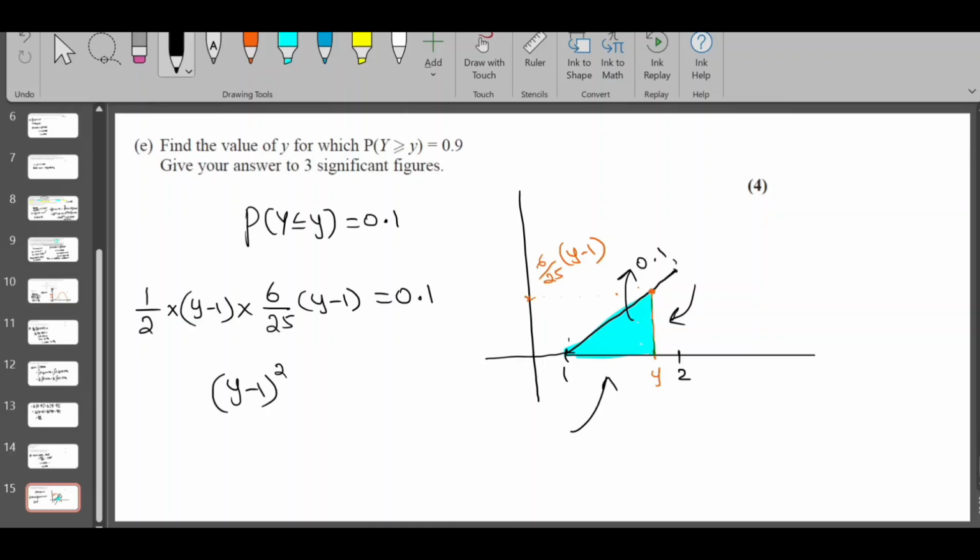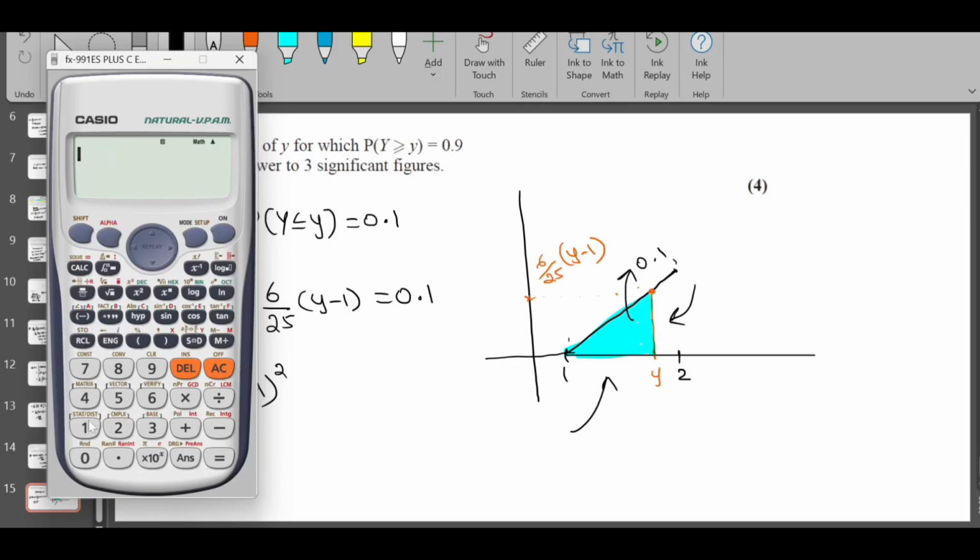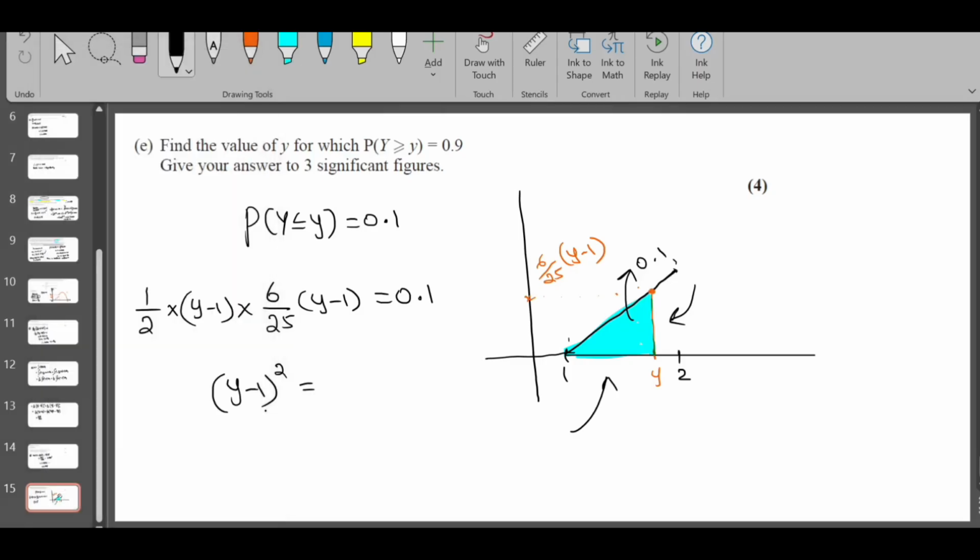Half times 6 over 25, bring it to the other side. Let's calculate half times 6 over 25 first. We get 3 over 25. It goes to the other side and becomes 25 over 3, times 0.1. You get 5 over 6. So y minus 1 will be plus or minus square root of 5 over 6.